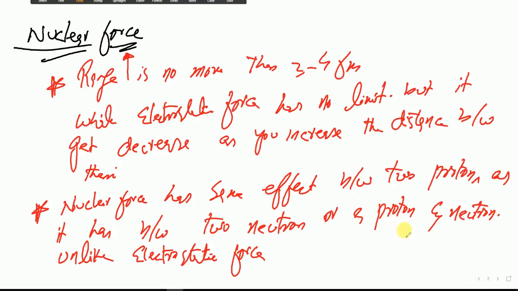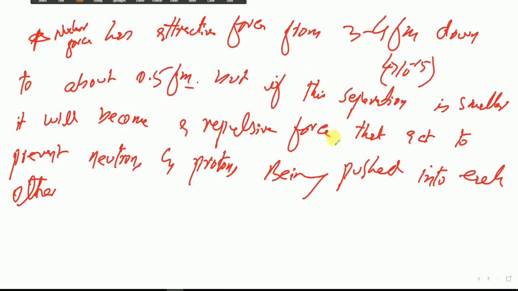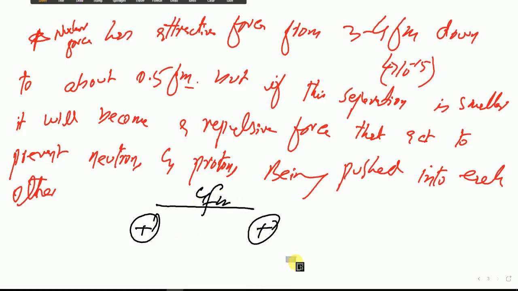Okay, in the last slide, this is the range. Okay, the range is no more than 3 to 4 femtometer. Okay, if you increase the distance greater than 3 to 4 femtometer, then the nuclear force will become zero. So the range is 3 to 4 femtometer. Let's say this is a neutron, this is a proton, and the distance between them is 4 femtometer. So if you increase the distance between these two, then the nuclear force will become zero. Okay, and if you decrease it, then the nuclear force will exist.